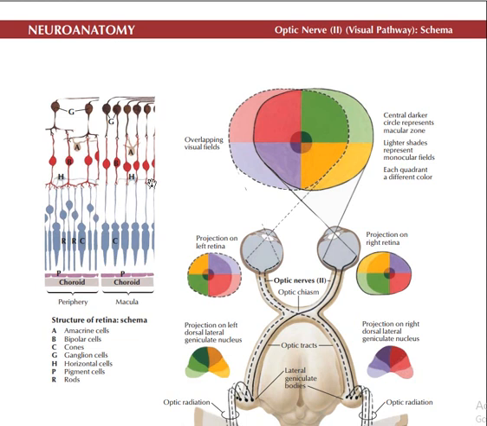Neural Anatomy. In this tutorial, we're going to see the optic nerve. Now, to visualize the optic nerve, the first question we need to ask ourselves is: is the optic nerve a sensory or motor nerve? It's a sensory nerve. It's a special sensory nerve.